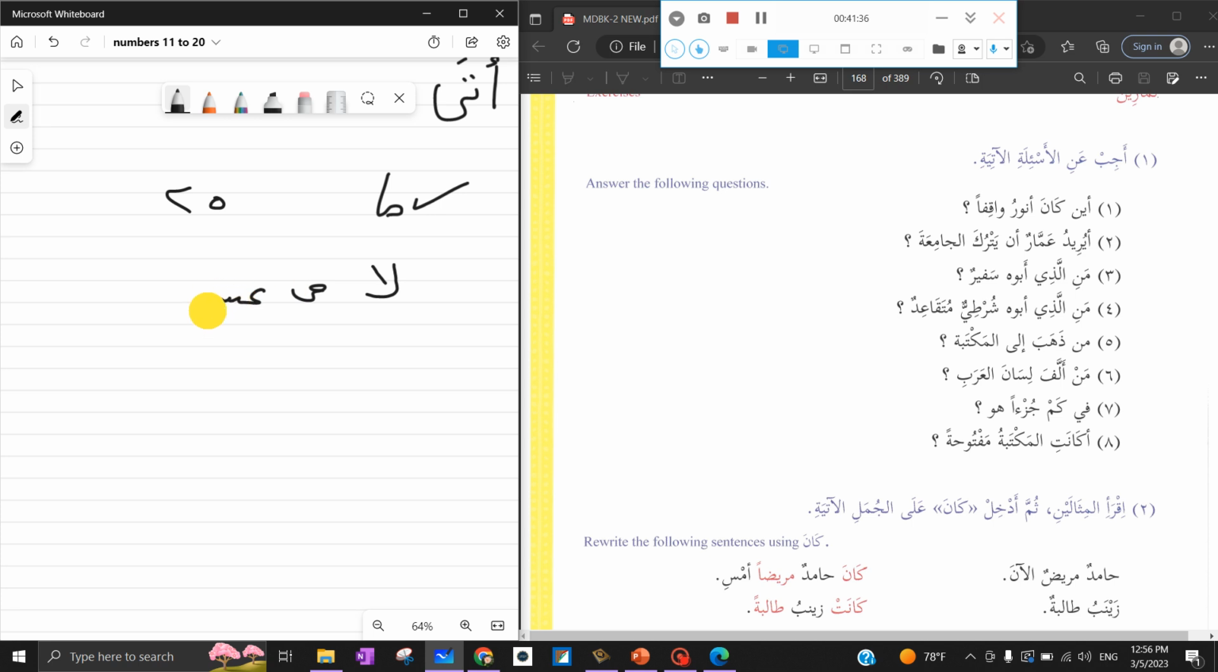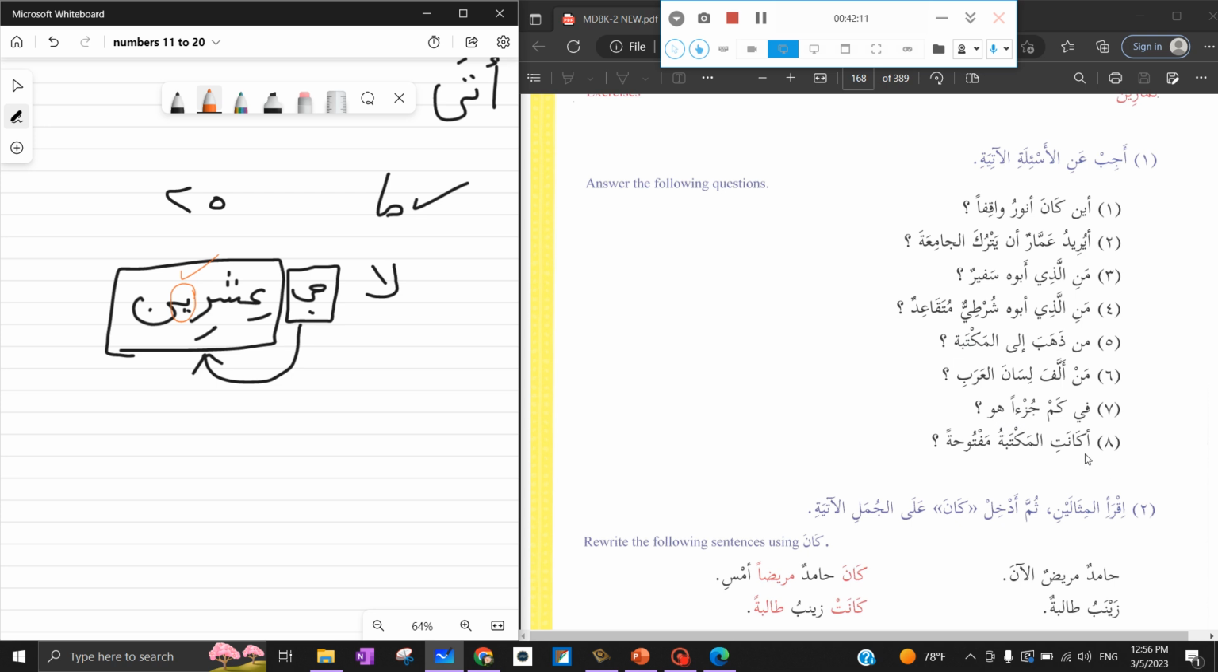Okay. 20 as we discussed before, but with ya wa noon, because it's in jar case. Due to this fi harf jar, this number name is in jar case. That's why it is in ya wa noon, because this number name is in jama muzakkar salim, and we know jama muzakkar salim in mansoob and majroor is with ya and noon. So this is the correct number name here. 20 juz'an. Juz'an is our tamiz.